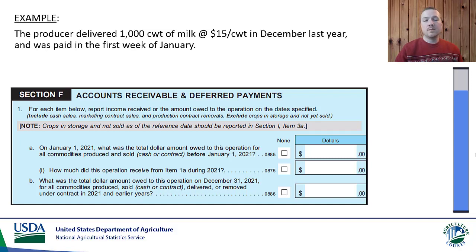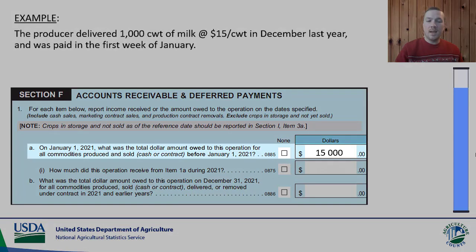Here's how that should look. The producer delivered 1,000 hundredweight of milk at $15 per hundredweight in late December last year and was paid in the first week of January. So he was owed $15,000 on January 1st for milk already sold or delivered. Record that in item 1A.